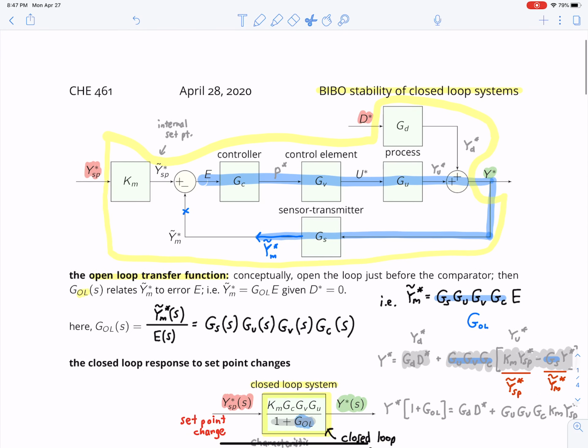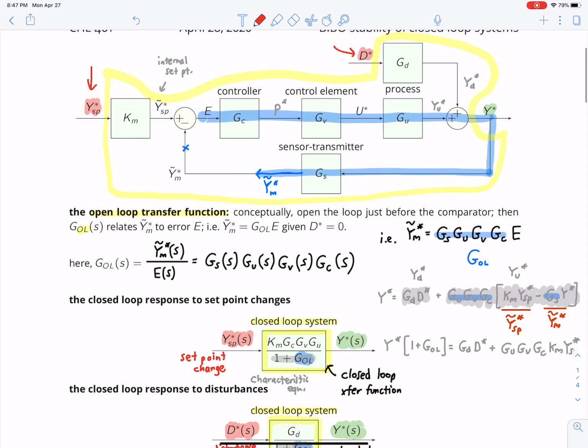Okay, class, to recap what we talked about last lecture, we looked at a closed loop block diagram, and the two inputs to this closed loop block diagram are one, there's a disturbance input, and two, there's a set point change input. And we first derived the open loop transfer function, and via the blue here, it's what relates the measurement that's fed into the comparator.